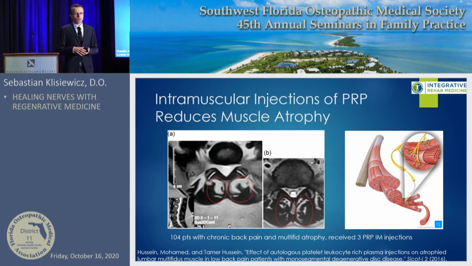This is a study done by Dr. Hussein. He looked at 104 patients with chronic back pain, and when he did an MRI on their backs, most of these patients, actually all of these patients, had multifidus atrophy. And we see this in our chronic back pain patients, when the multifidus is atrophied, it contributes to their instability, to their weakness. So he just injected intramuscularly a good amount of PRP, and then he followed them. He did 3 PRP injections, and then I believe it was about 1 year later, he repeated the MRI. And a lot of these patients, their muscles regrew, and they also had less back pain. But for our purpose, it actually stimulated muscle regeneration.